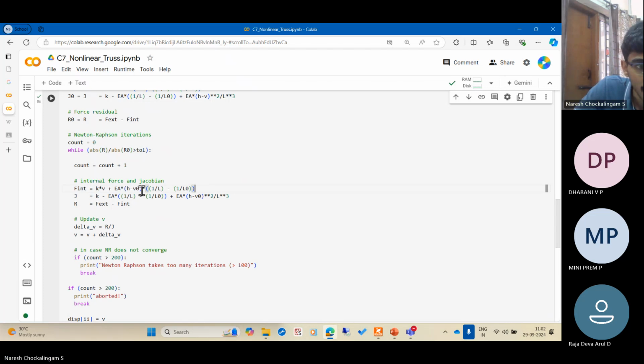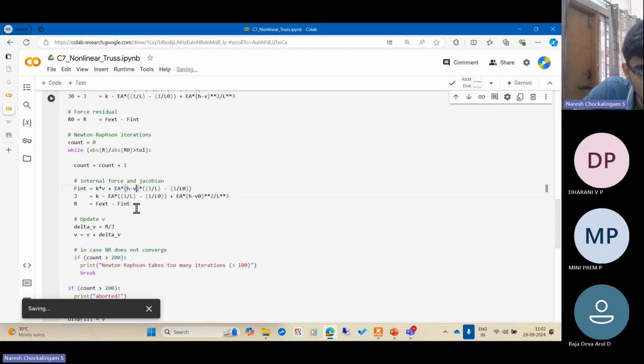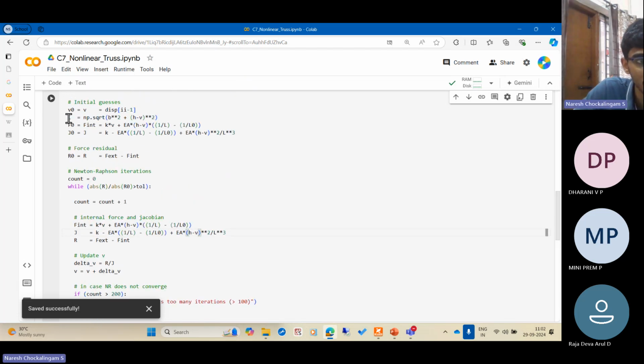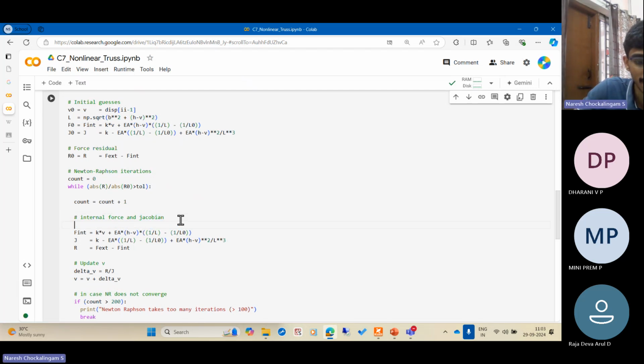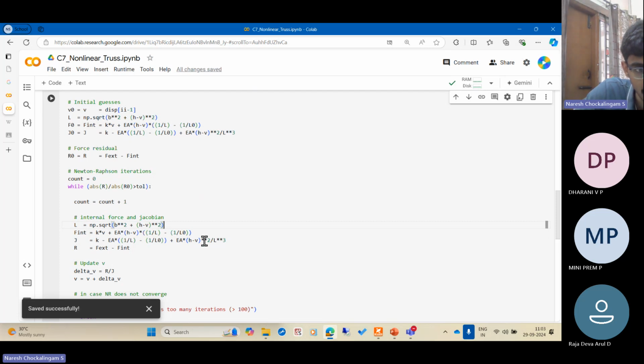Okay, this is V0, that's the issue. It has to be V inside the loop. This is the problem with copy pasting. This has to be V everywhere. And L is also not getting updated. So the geometry is changing, therefore L will change. The internal force will change, and the Jacobian will change. So we shouldn't have V0 anywhere. L0 is fine, 1 by L, yeah. Now it has to converge.